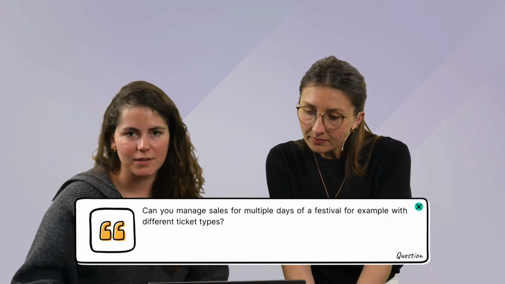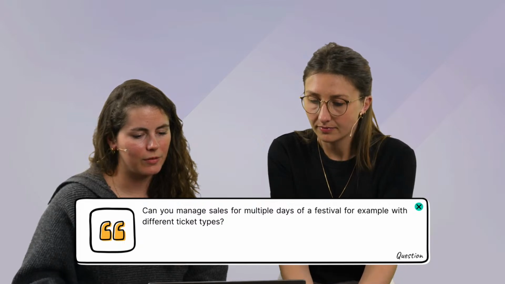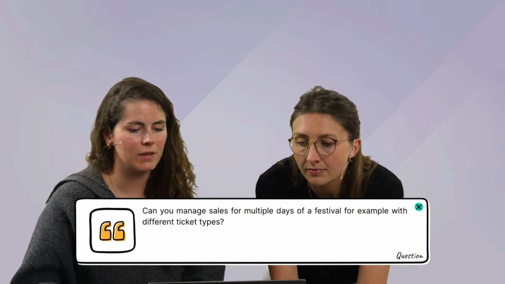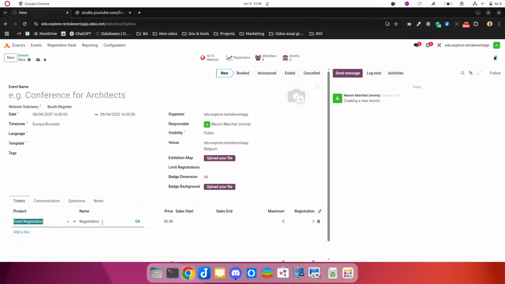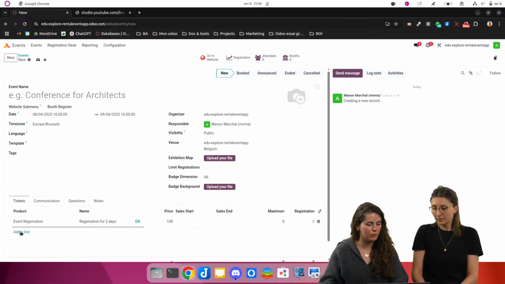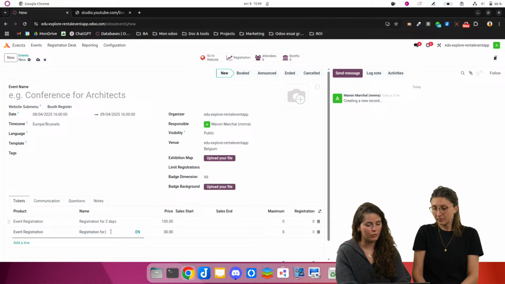So we have a question asking, can you manage sales for multiple days of a festival, for example, with different ticket types? I'm guessing we're talking about an event. In that case, if you have multiple days for your festival, let's go into Odoo and into the event. You would have to create different ticket types. So let's say you have your event registration. You can say this is registration for up to 2 days, and you have the price for 2 days, and then you can do the same with registration for 3 days, and then have different prices.